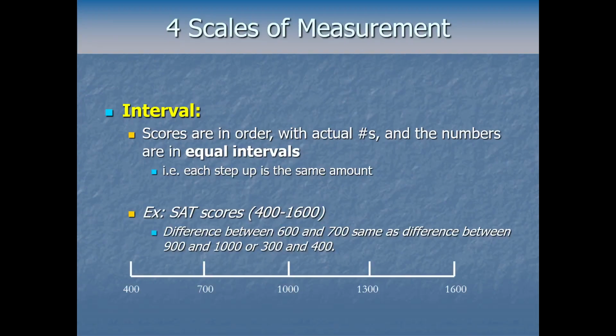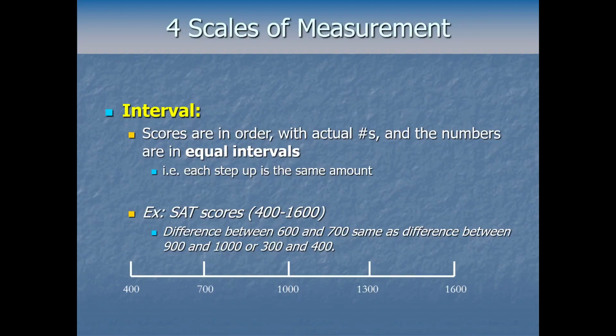So for example, possible SAT scores range from 400 to 1600. So in a study, I might write down someone's SAT score. That's one of my variables, right? Maybe I want to see if it correlates with something else about them, like the median salary of the zip code they were raised in. Does that correlate with the SAT score they got?